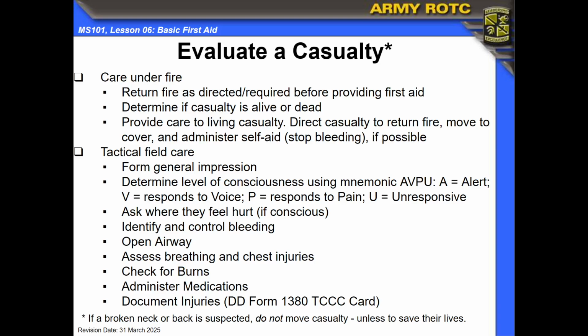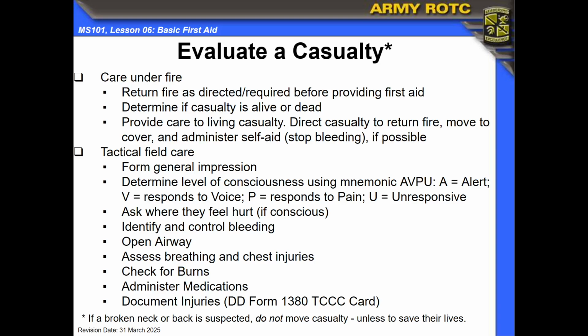A equals alert. V, response to voice. P, response to pain. U, unresponsive. Ask where they feel hurt if conscious. Identify and control bleeding. Open airway. Assess breathing and chest injuries. Check for burns. Administer medications. Document injuries. This is the most important thing you do. Document the injuries. You guys won't do this unless you're in the medical branch. So AVPU is how we determine the level of consciousness.